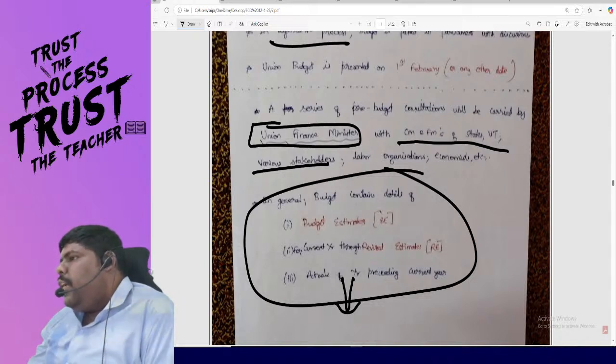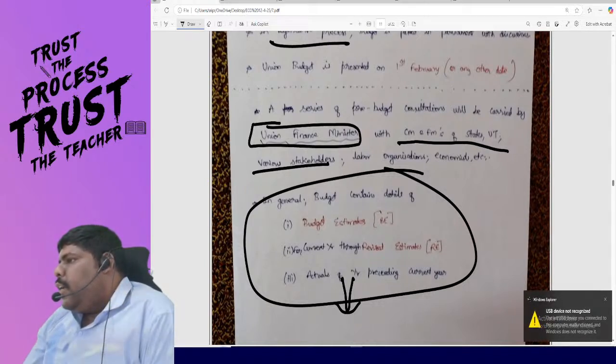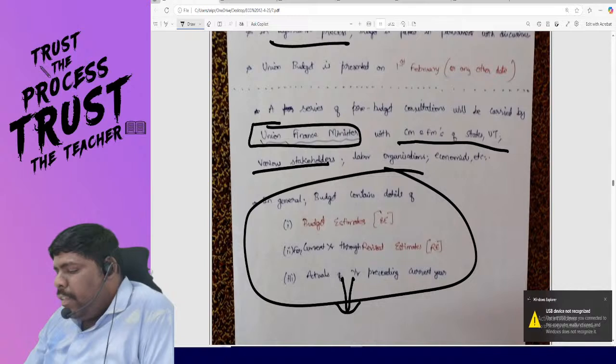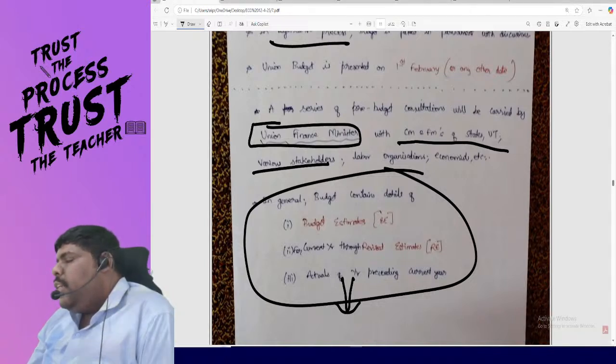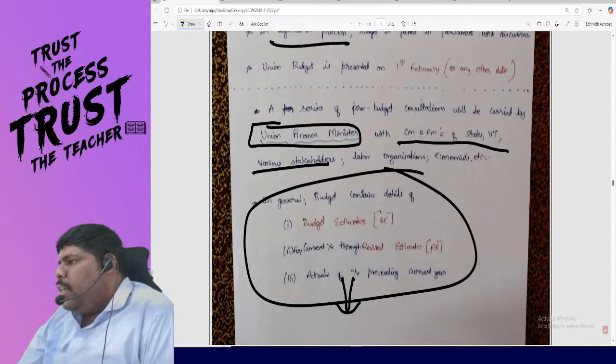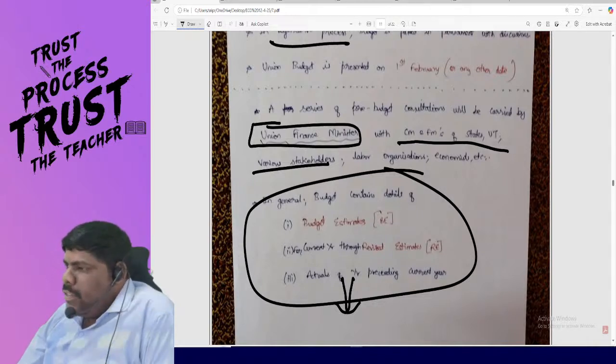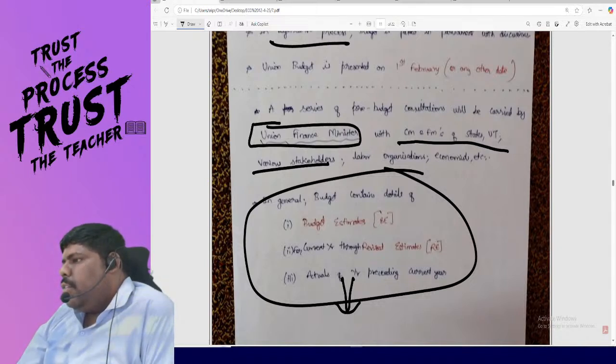See, for the amount that we have spent, we would have the document. But how much revenue we have earned, we need certain documentation to be done by the government and it should be placed before the parliament. So for the past year, how much revenue you received, you must be in a position to give some documentary evidence.